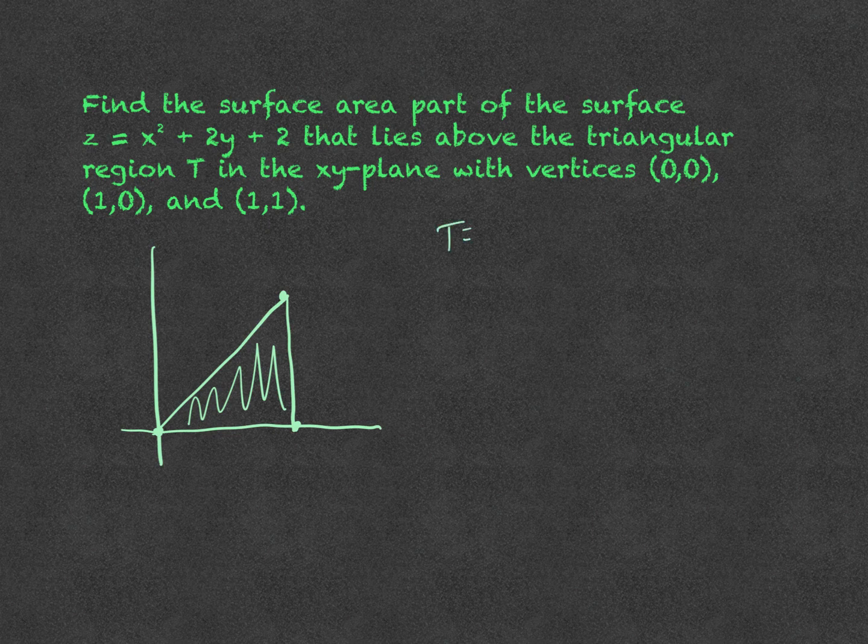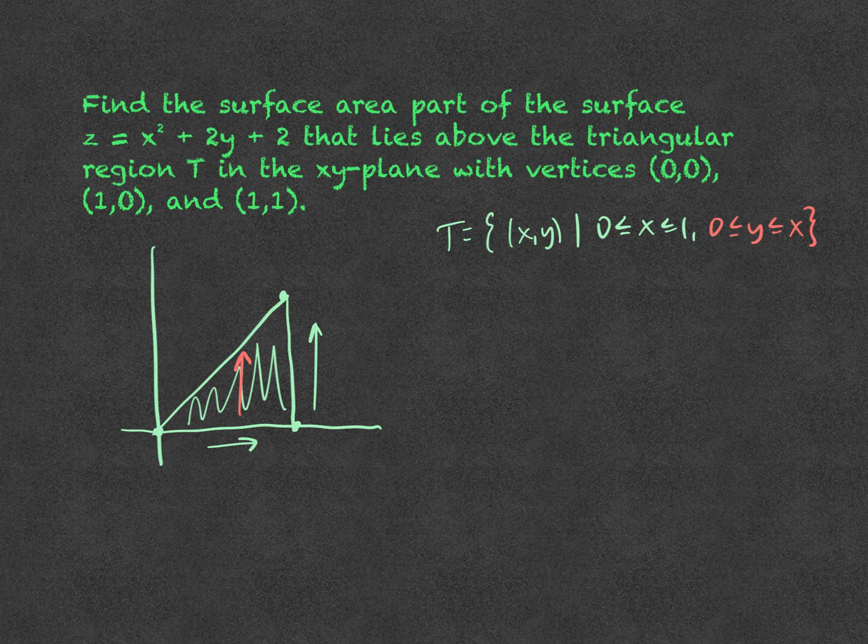And so we could say that T is equal to the points (x,y) such that x is between 0 and 1, right here, and y is between 0 and, if you look at this, it depends upon what x is. So let's say y is between 0 and x. So 0 to x here. So that makes sense. We want to say 0 to 1, but it's not a rectangle. It's a triangle, so we can't stop there.